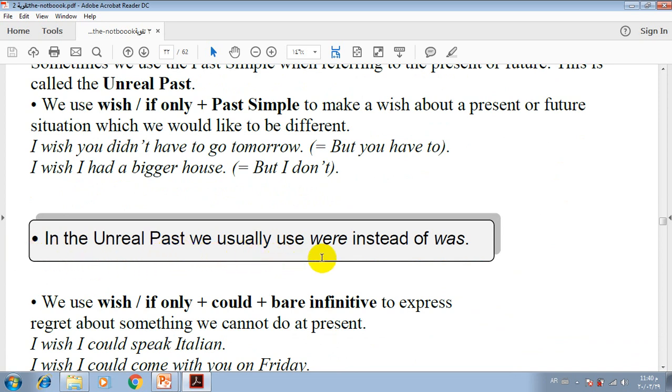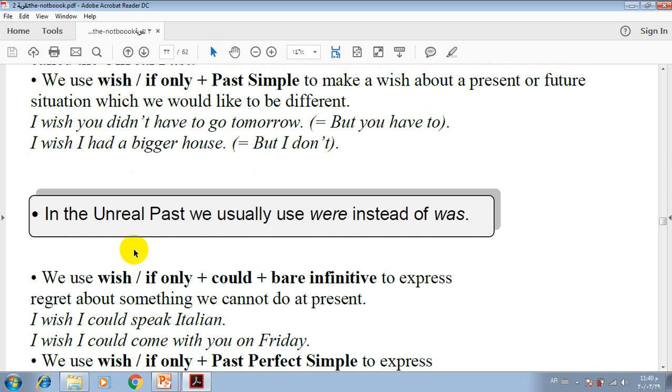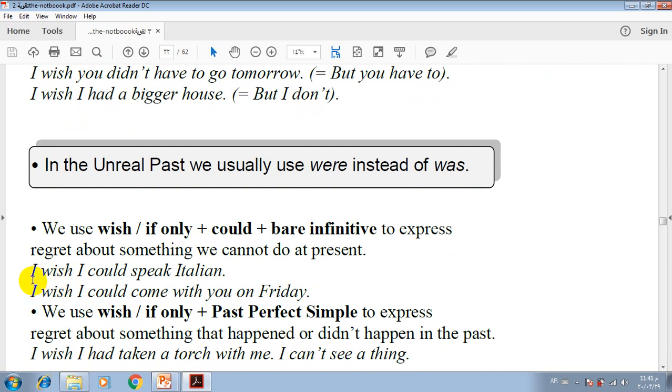In the unreal past, we usually use were instead of was. Like I told you before, with if, we can use were with all pronouns. Here also we can use were instead of was. We use wish or if only plus could plus infinitive to express regret about something we cannot do at present. Like you see, I wish I could speak Italian. In this example, he regrets he doesn't speak Italian. And I wish I could come with you on Friday. Here he regrets because he can't come with me on Friday.